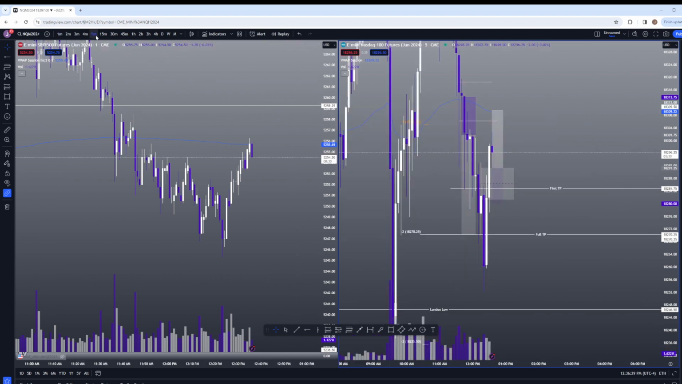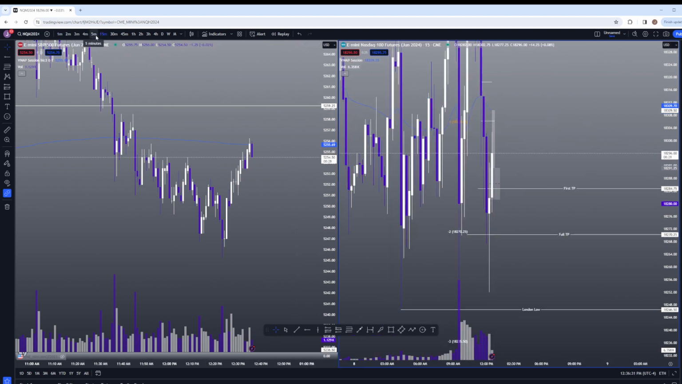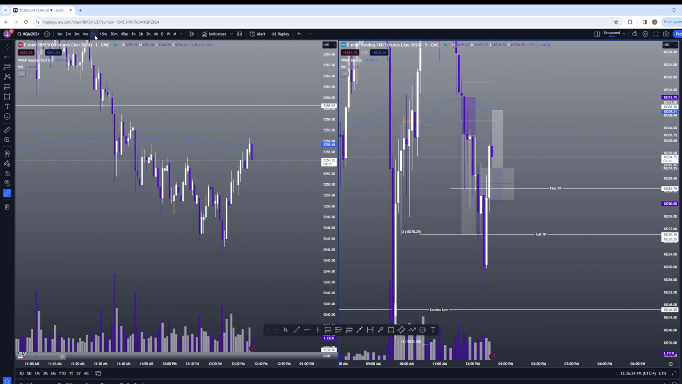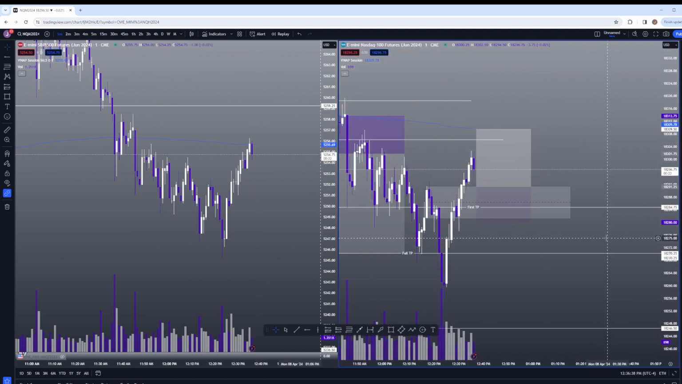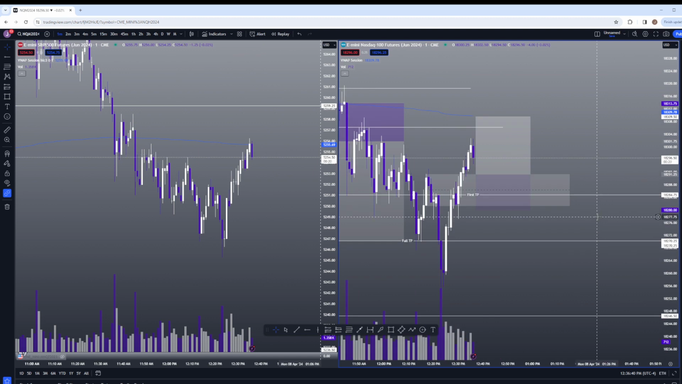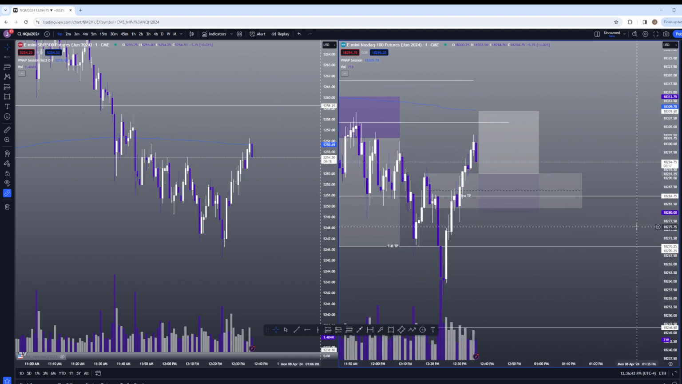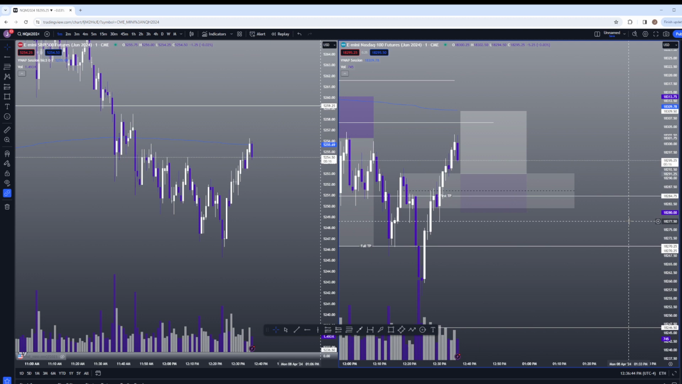Yeah, the 5 minutes my go-to. The 5 and the 15 are my go-to. If we retrace back down into this breaker, I'll probably look for an entry in the longs. Yeah, I agree, Obi. I agree.